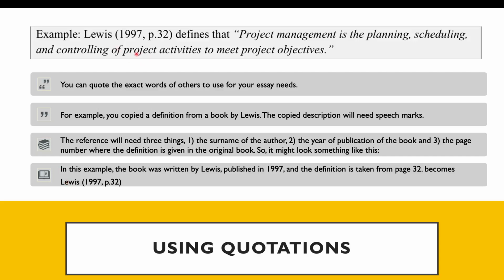For example, on this page, you are looking at the definition from Lewis 1997, page 32, which is coming from a book. So that page 32 tells us that this is a citation from a book written by Lewis in 1997. Now, that defines that project management is the planning, scheduling, and controlling of project activities to meet project objectives. So that is a definition talking about project management.